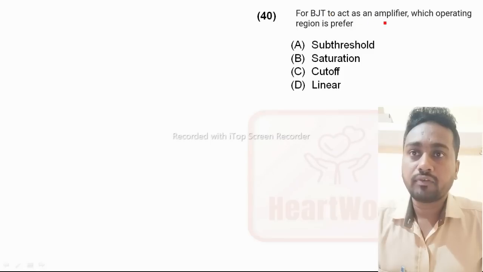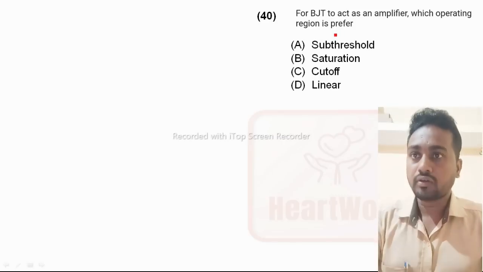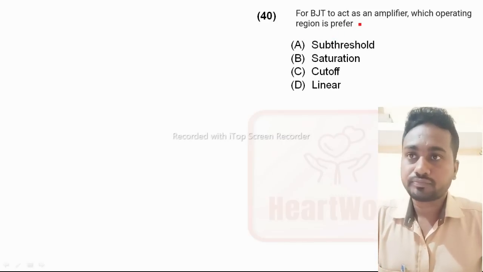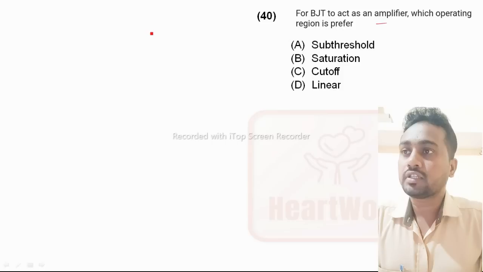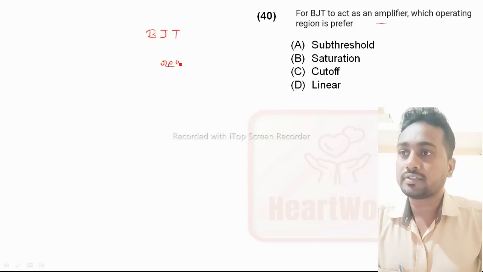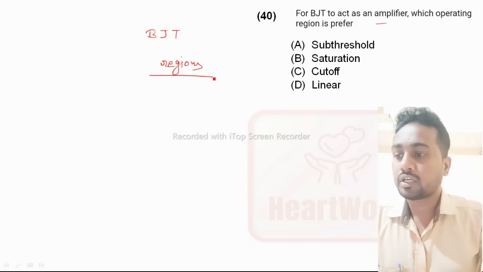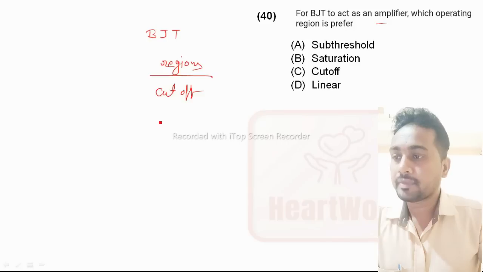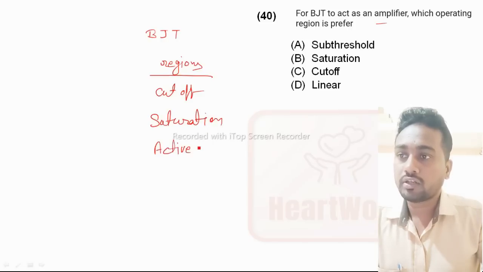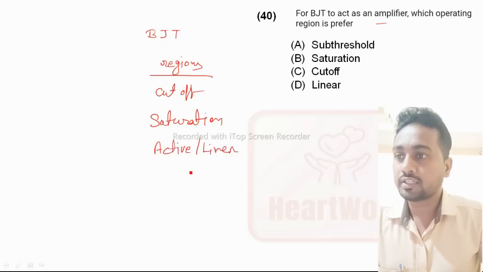For the ability to act as an amplifier, which operating region is preferred? For a BJT, bipolar junction transistor, when it acts as an amplifier, there are four types of regions: cut-off region, then saturation region, then active or linear region, then reverse active region.